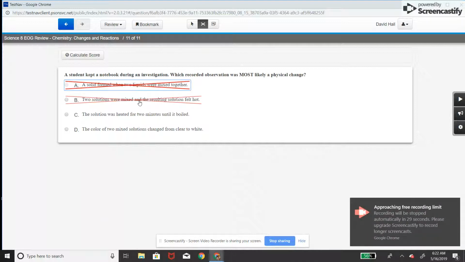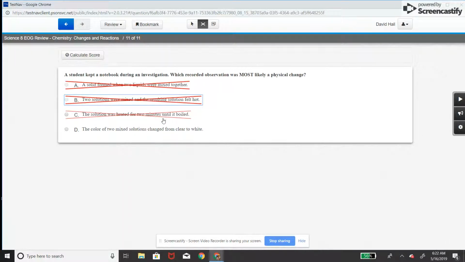2 solutions are mixed and the resulting thing felt hot. That's a chemical change. The solution was heated for a minute until it boiled. The color changed on this one. That's chemical. The only thing that makes any sense to be a physical change is it was heated for 2 minutes until it boiled. That means it went from a liquid to a gas, which is a phase change, which is physical. If you collect that, you can turn it back into a liquid.